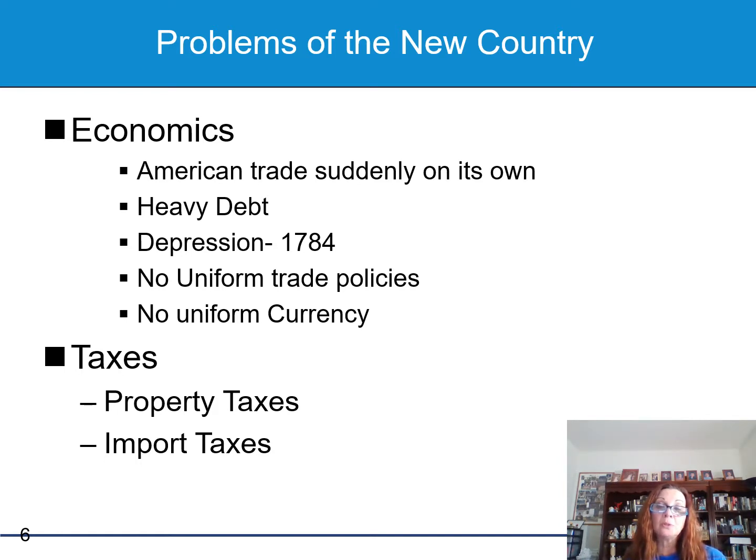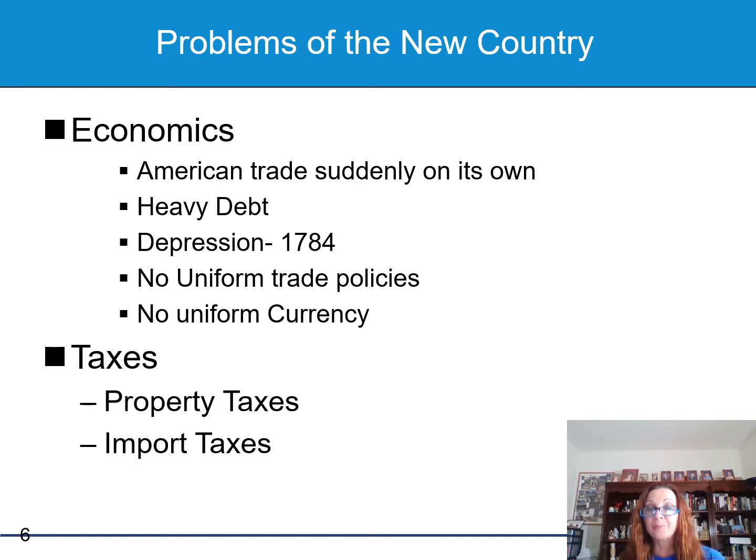The two most common forms of taxes at this time were property taxes and import taxes. When we look at property taxes, we're talking about real property at the time, land. We're not talking about today. Often when we look at property taxes, we include things like stocks and bonds, but they only meant property taxes, and that meant that the farmers who own the most land would end up paying the most taxes, and that's going to be a problem down the road because they're not always the ones that are making the most money.